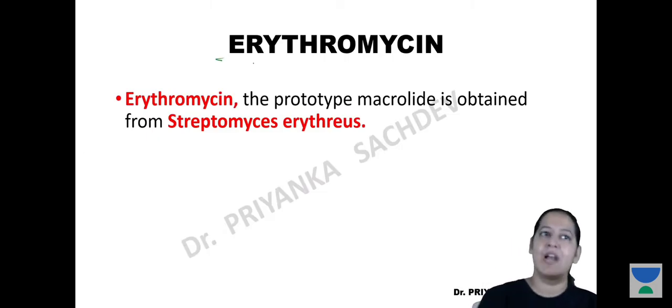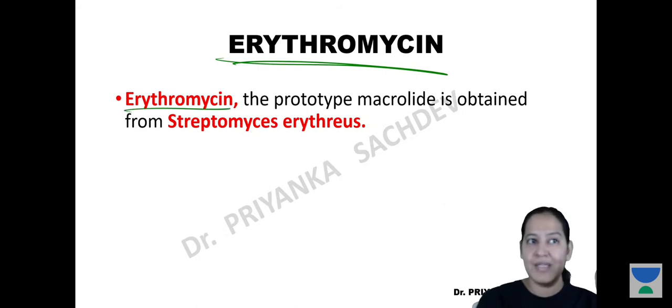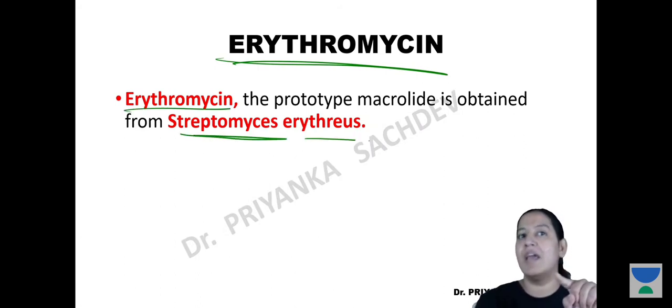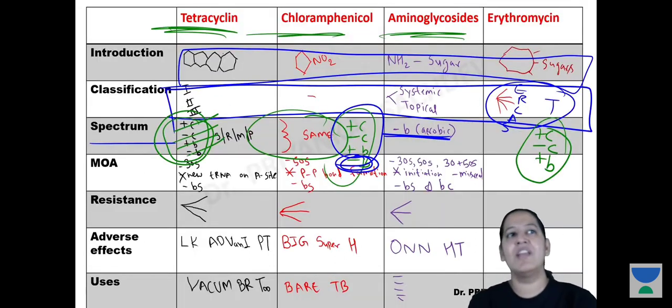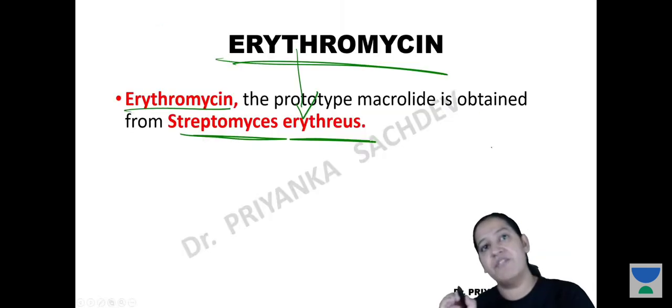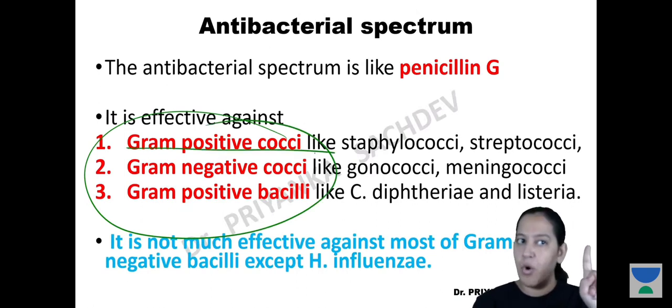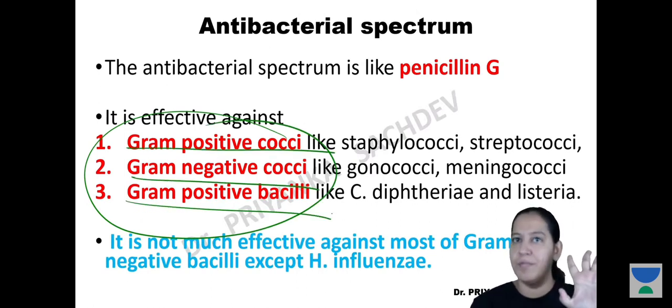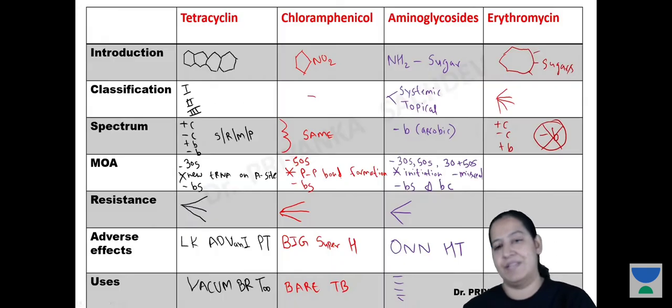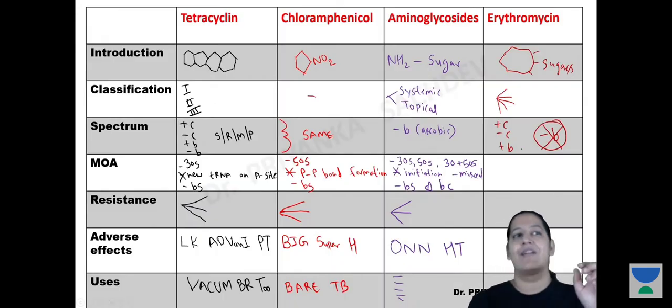So let me start with erythromycin. Erythromycin is obtained from a fungus. Name of the fungus is Streptomyces erythraeus. That's why known as erythromycin. So write the name of the fungus here of all of them, from where they are obtained. Write the name of the fungus in introduction. Spectrum, I have told you there are 3 things: gram positive cocci, gram negative cocci, and gram positive bacilli. It is not gram negative bacilli. So please see here.